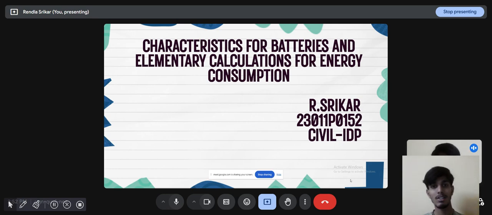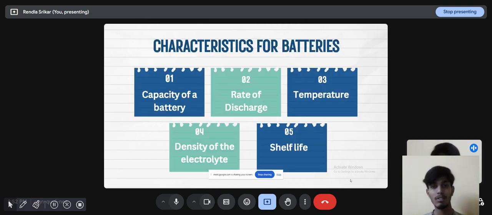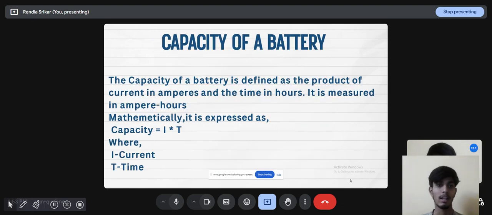Today, my presentation is on the topic of characteristics for batteries and elementary calculations for energy consumption. So, first of all, we have characteristics for batteries. There are five: the first one is capacity of the battery, then rate of discharge, temperature, density of the electrolyte, and shelf life. So, first, the capacity of the battery.